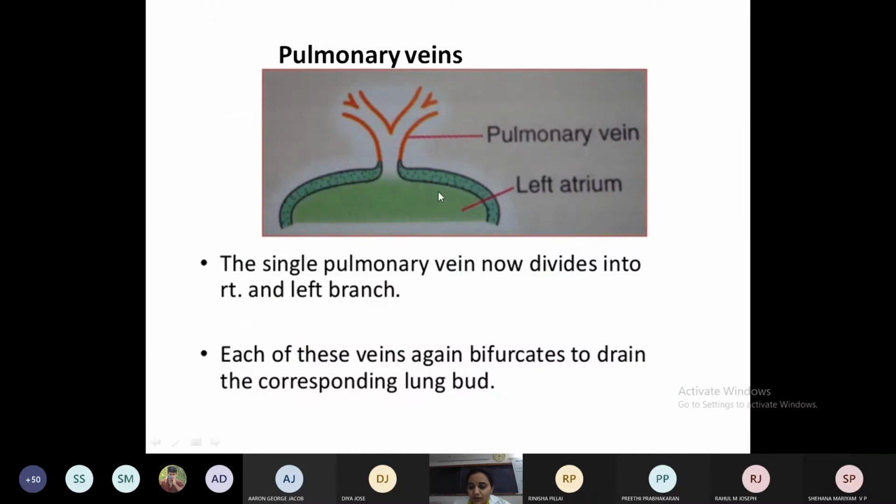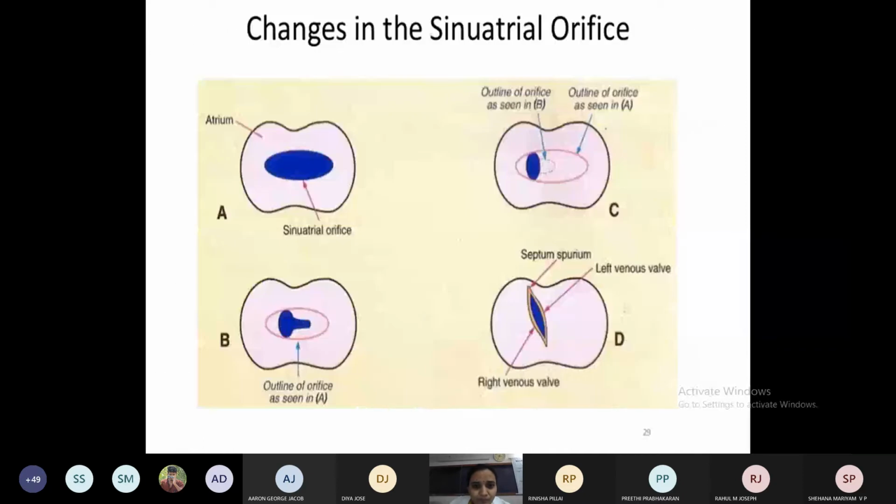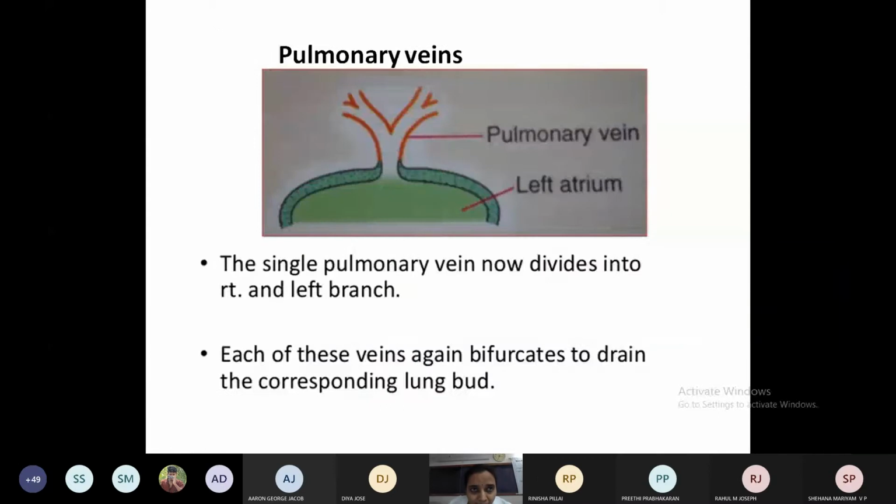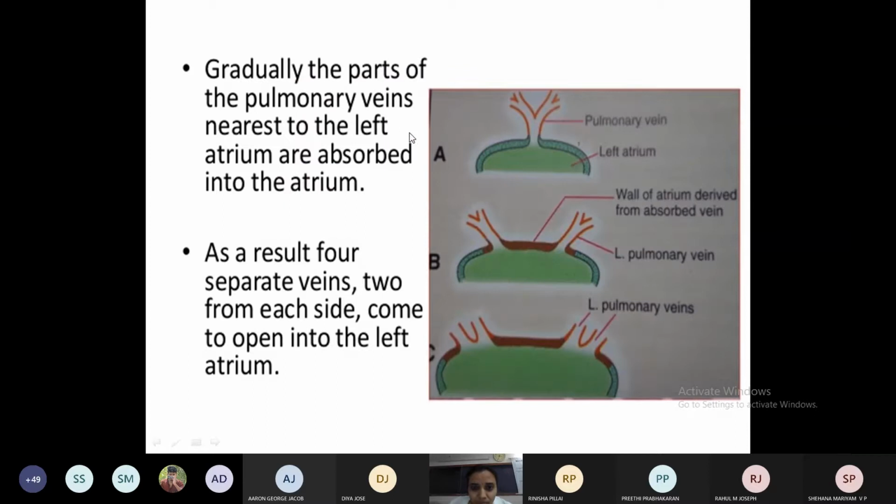Whereas on the left side, the pulmonary veins develop in the developing lungs. Initially a single vein will open into the posterior wall of the left side of the primitive atrium. Later it divides into two.